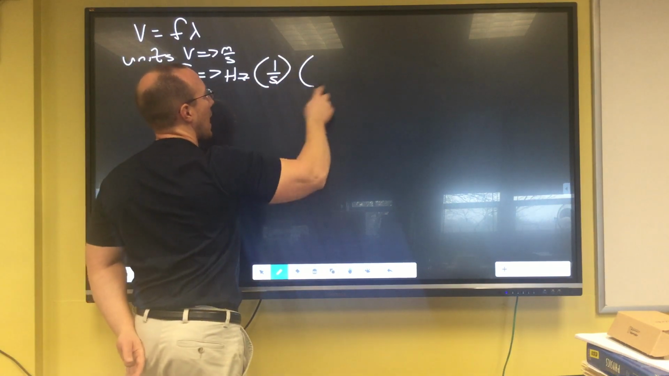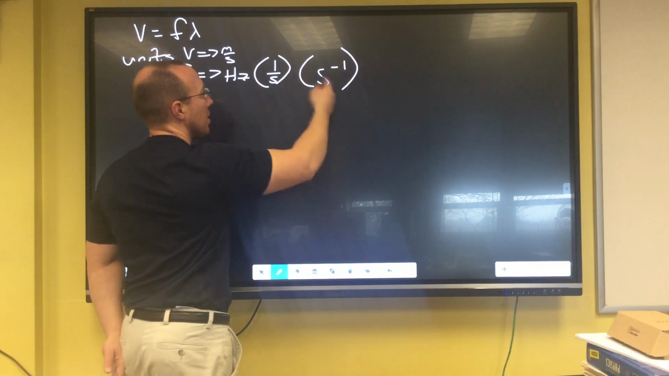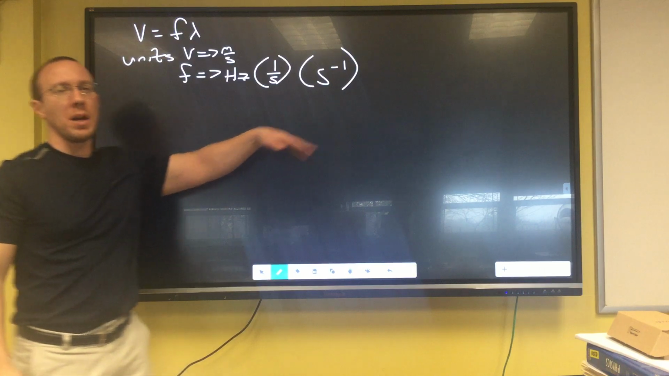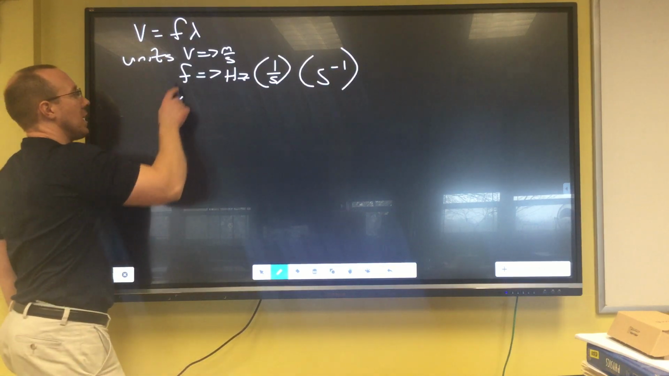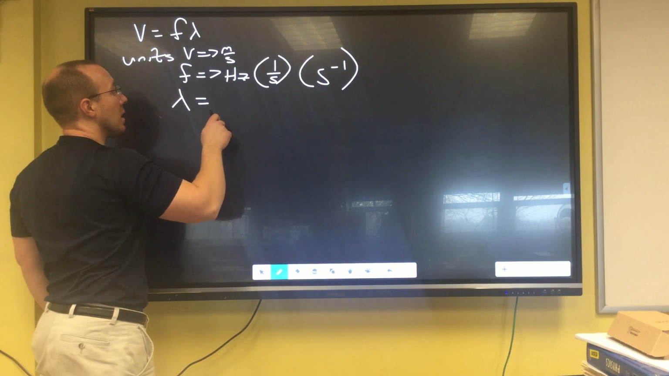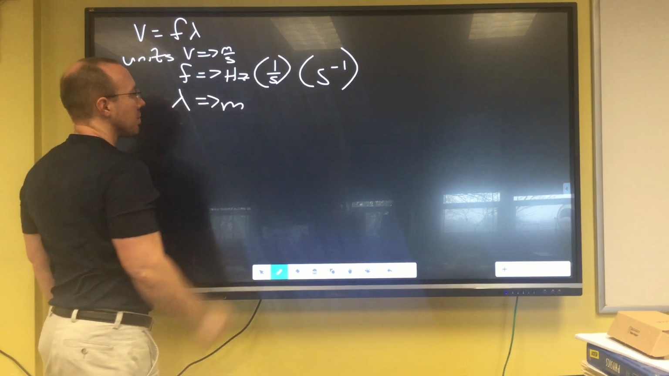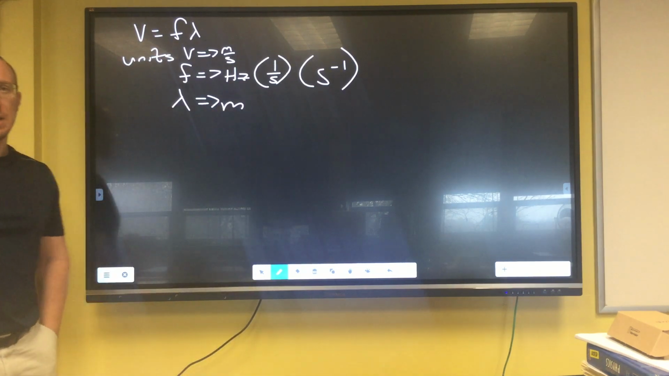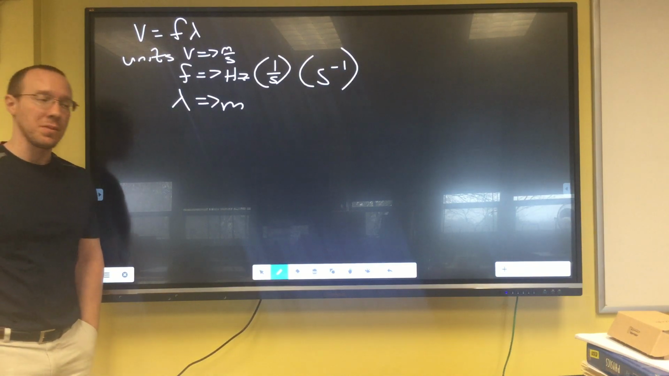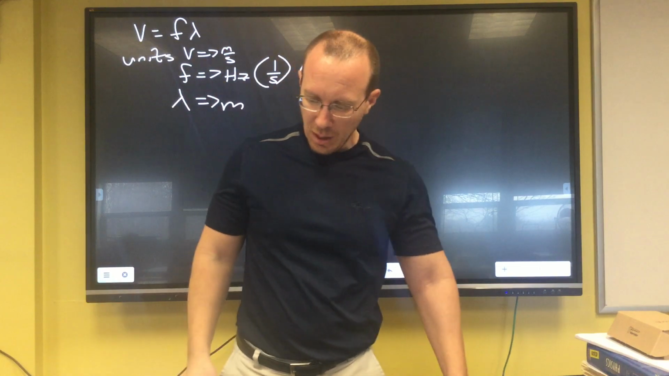Sometimes you'll see it written as this, which from math class, if it's to the -1, just means it's on the bottom. And lastly, our lambda is going to be in meters. Now, could lambda be in something else, centimeters? Yeah, sure. And if that is the case, just leave it. That's perfectly fine.